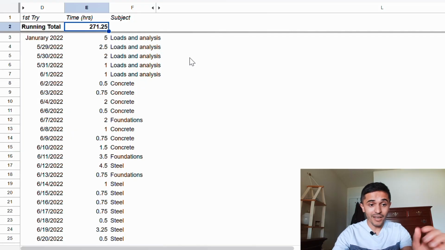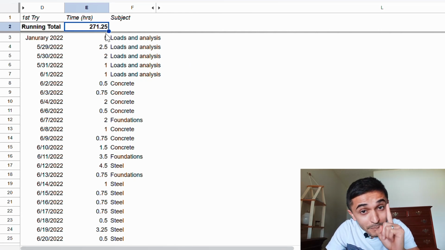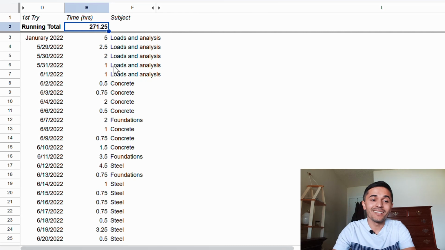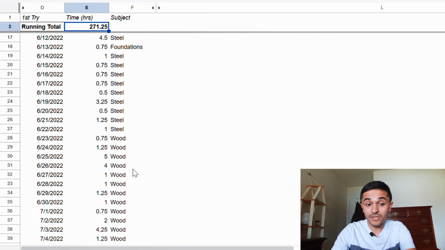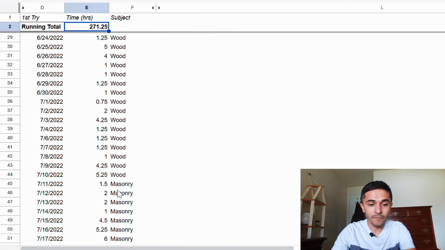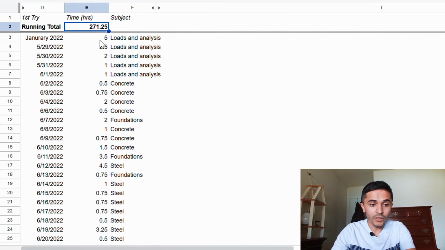All right, I studied 271 hours and 15 minutes, that's important. This was for my first try in October 2022. And you can see here that I logged every day that I studied, and I also tracked what subject I was studying that day. Now, you can see here that I started very early on because I had in mind that I was going to study for both exams.